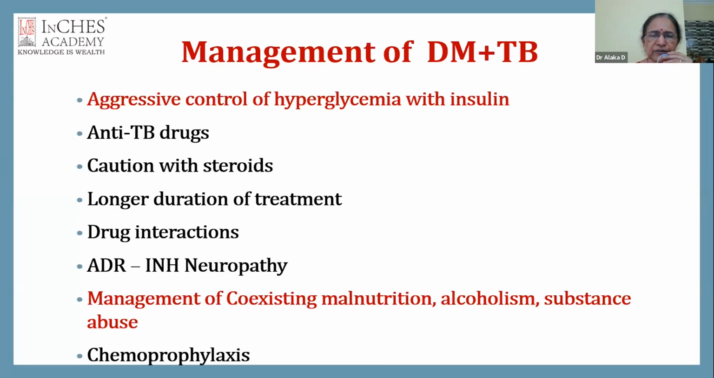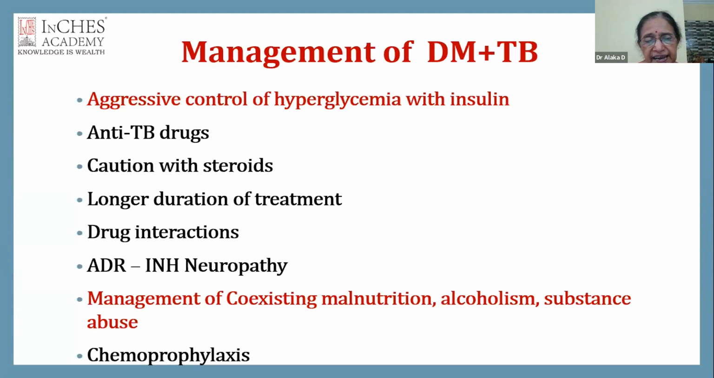Therefore, aggressive control of hyperglycemia with insulin, anti-TB drugs, caution with steroids. Now, many people use steroids for pleural effusion or maybe it's a miliary. There are indications for steroids, but be cautious because steroids are again going to aggravate the blood sugar. Anti-TB drugs, longer duration of treatment.